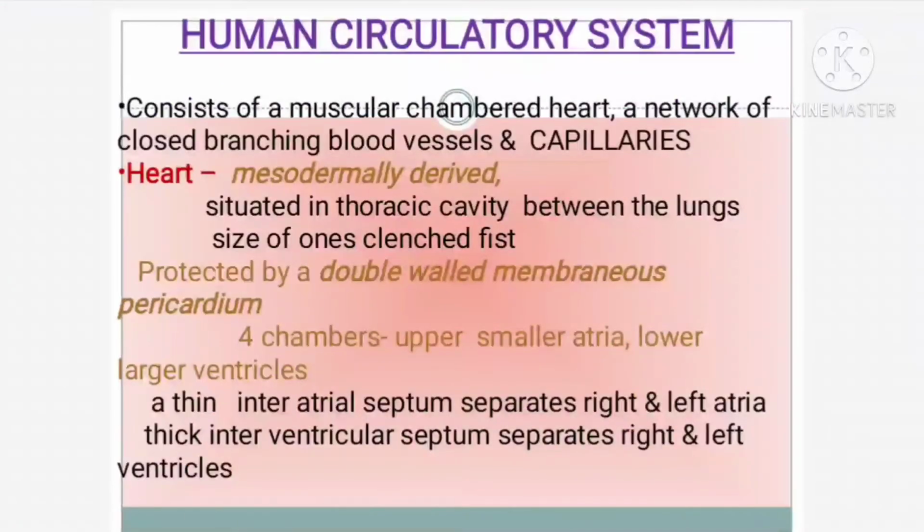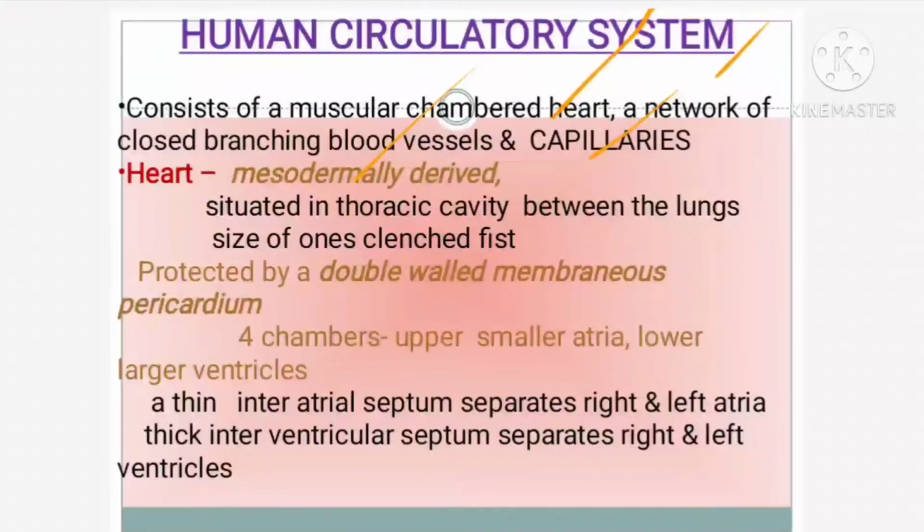Now the human circulatory system. You know the main part of the human circulatory system, the pumping organ, is the heart. What are the different parts? It consists of a muscular chambered heart, made up of cardiac muscles, restless muscles continuously working. A network of blood vessels and blood capillaries are also present. So the blood vascular system or circulatory system is made of the blood vessels, arteries and veins, blood capillaries and the heart.